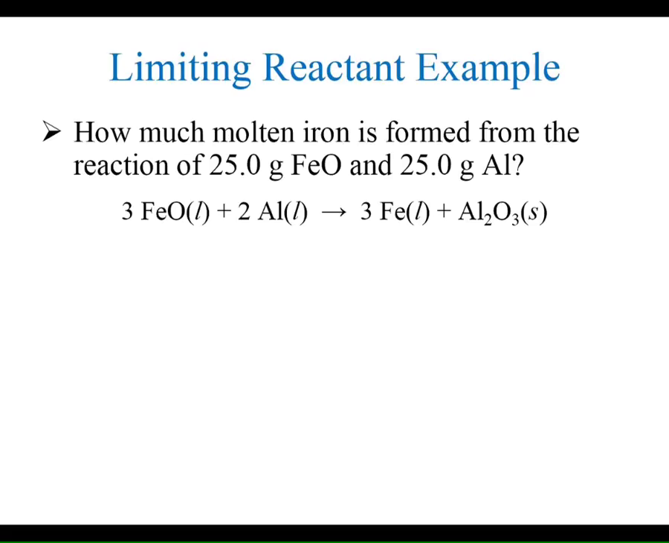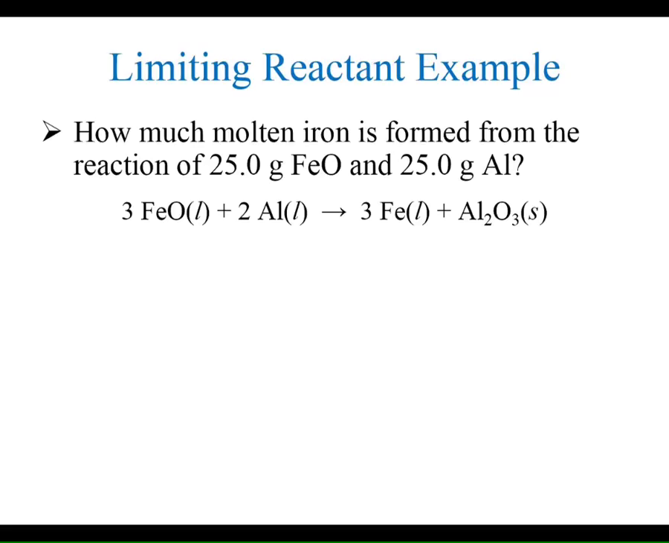How much molten iron, Fe, would I make from 25.0 grams of this and 25.0 grams of this? Now you would think at first, oh, well, they're exactly equal. But again, that math doesn't matter because it's all about the particles, the pieces. So we're going to do the same thing we were just doing. We're going to do it twice.